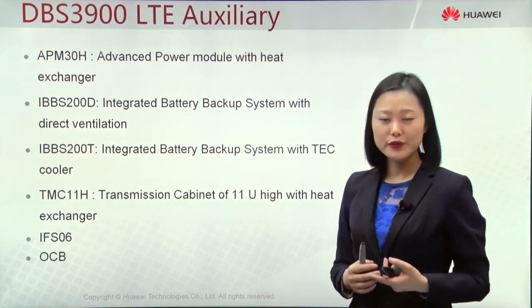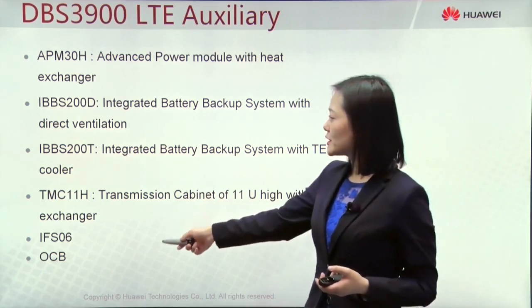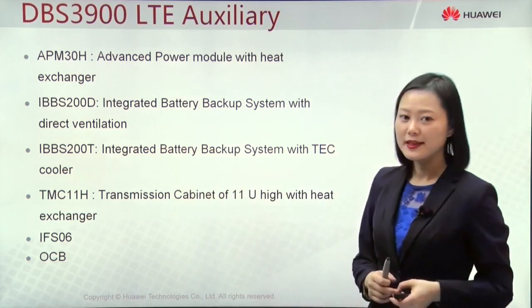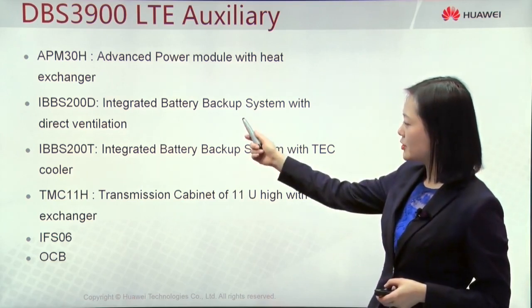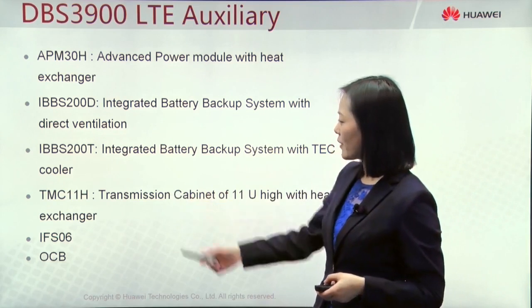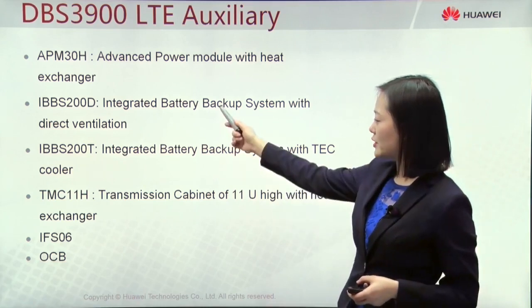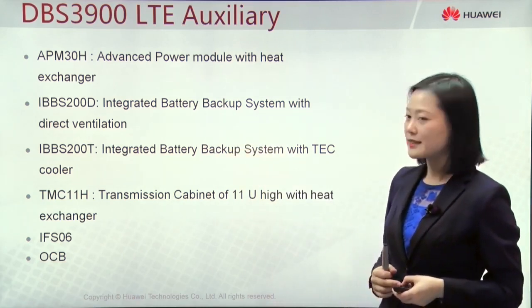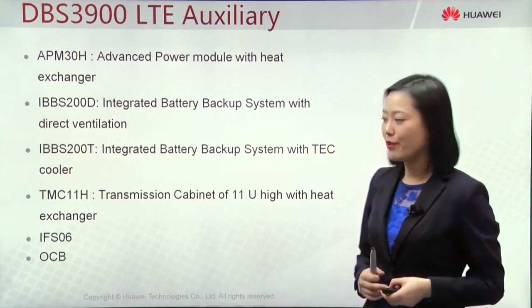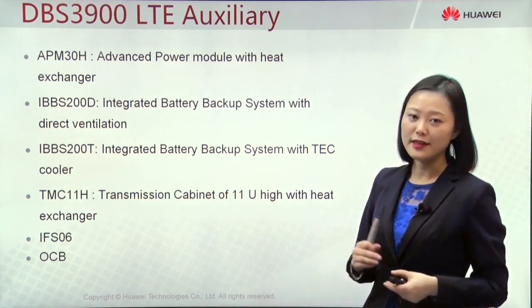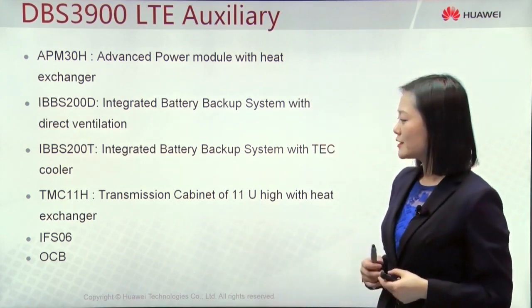For the distributed base station 3900 LTE, we can choose different types of cabinets listed here. Similar to BTS 3900A, we can choose APM30H or TMC11H as power cabinet and to install BBU. And we can choose 200D or T to provide the backup battery. This IFS06 is indoor floor support to install RRU inside the equipment room, while OCB is one auxiliary device to convert the power cable.